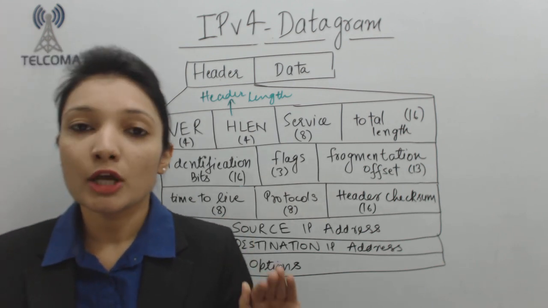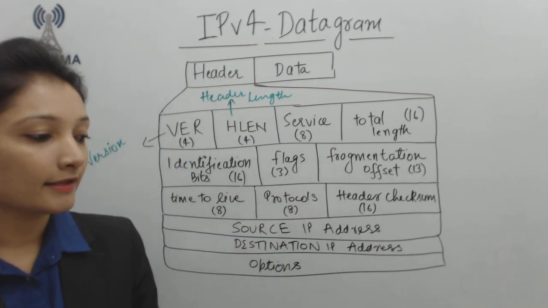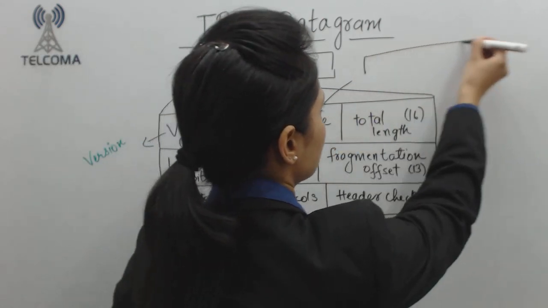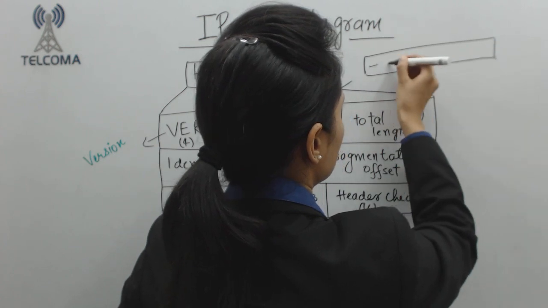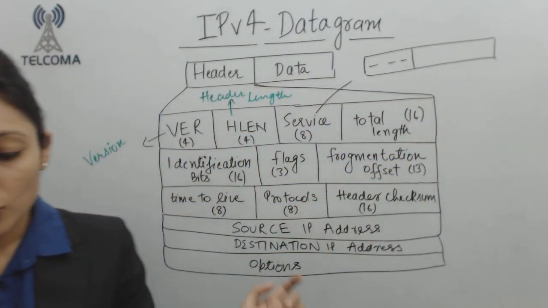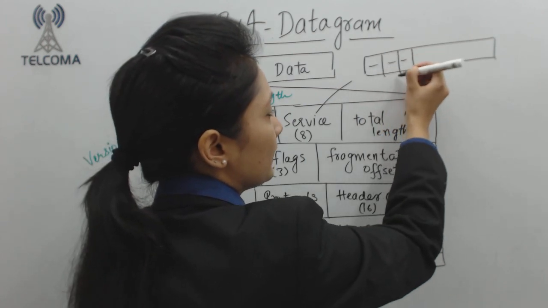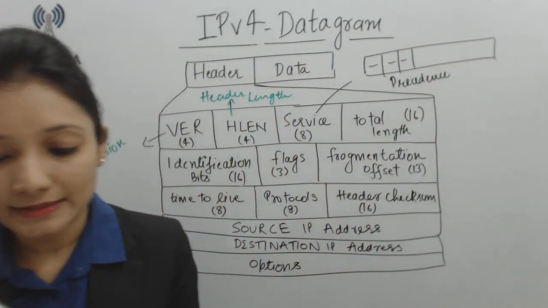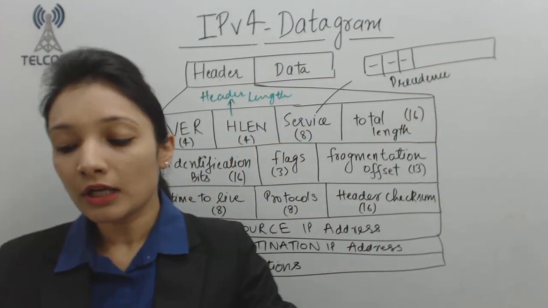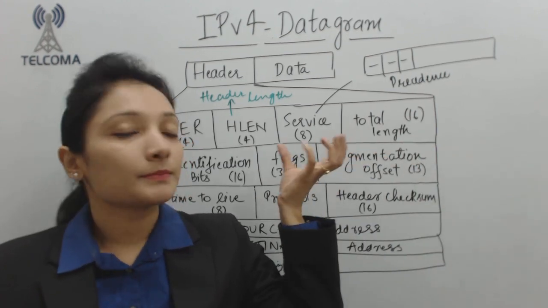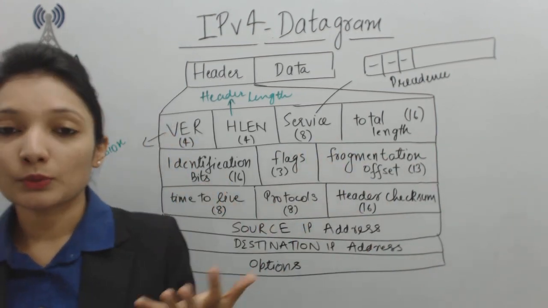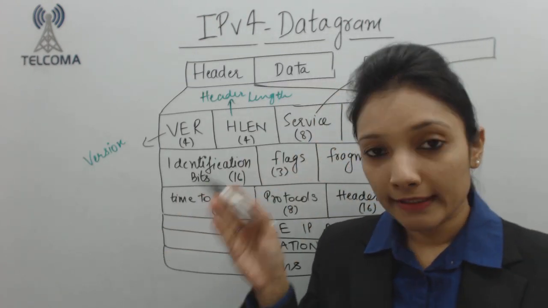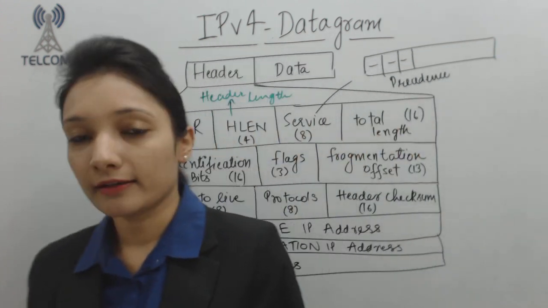Next we have the service. This 8-bit field defines the types of services. These three bits define the precedence, that means it defines the priority of the datagram in conditions like congestion. For example, if a router is congested and needs to discard some of the datagrams, the datagrams which have the lowest priority are discarded first.